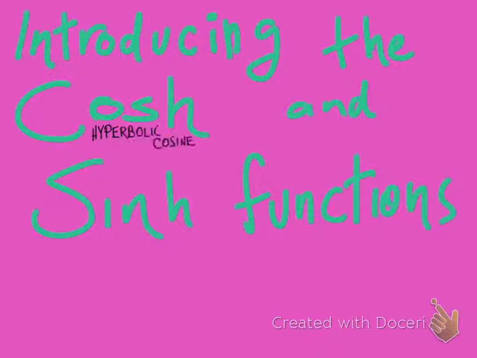Hi everybody. This video here is going to introduce a couple of functions to you. We're calling them cosh and sinh. That's kind of an informal name. Their formal name really for the cosh is actually called hyperbolic cosine, and the other one, the sinh function there, is called the hyperbolic sine.